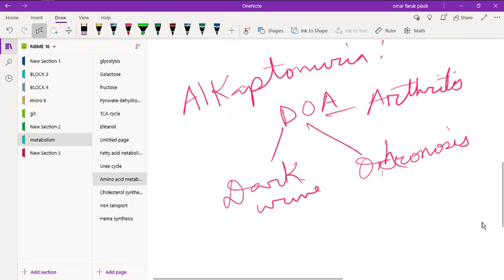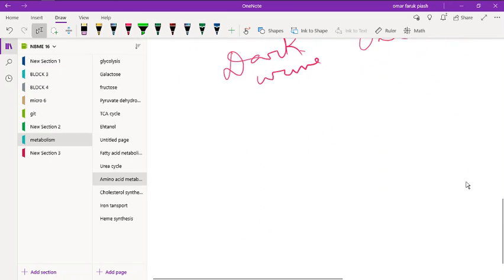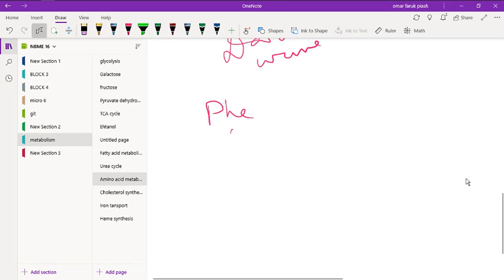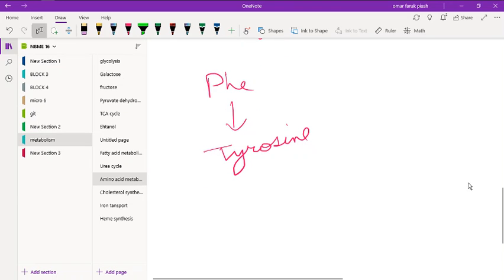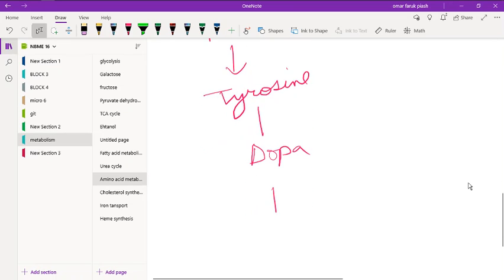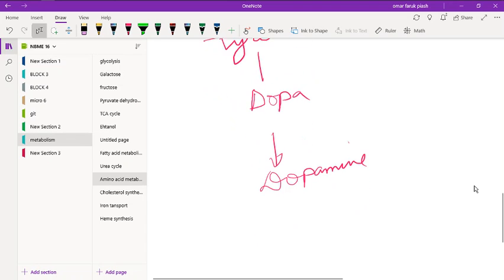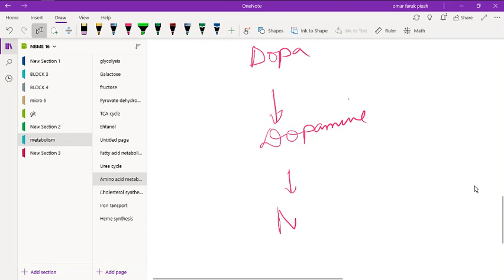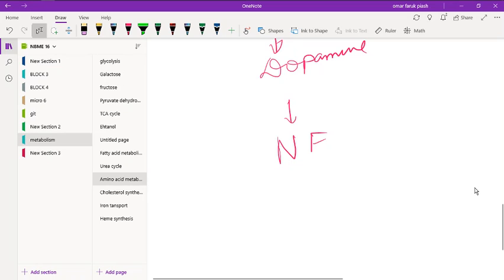Okay, from phenylalanine there is tyrosine. Tyrosine can be converted into homogentisic acid, and tyrosine can be converted into dopa. Then dopa can be converted into dopamine, and then this dopamine can be converted into norepinephrine and epinephrine.